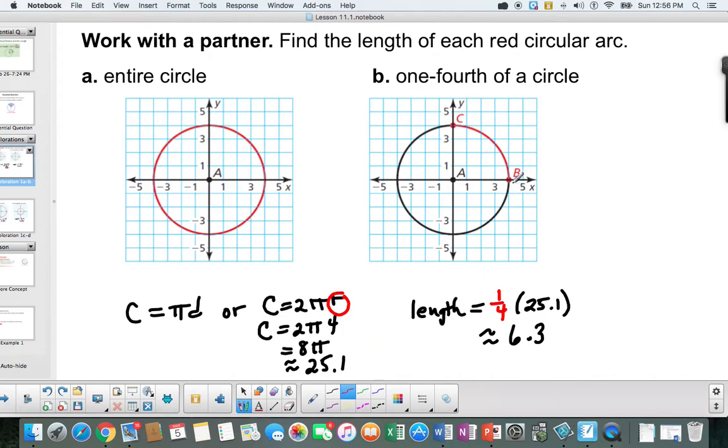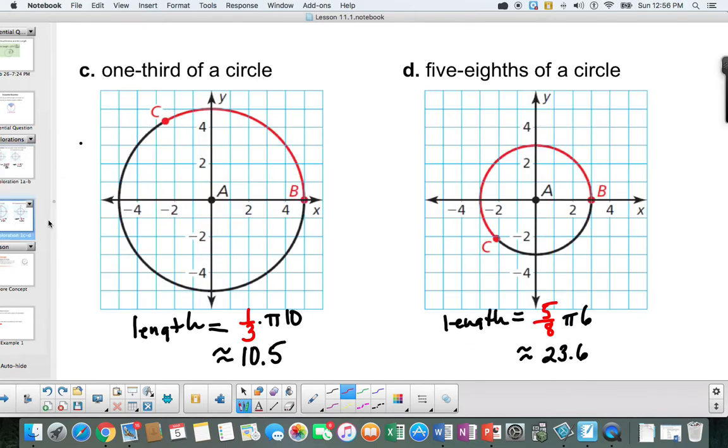Now this one isn't the entire circle, but only 1/4 of the circle. So I'm only taking 1/4 of this answer, and I'm going to get 6.3. The next one, again, is part of the whole circle, so I see I'm taking 1/3, and then I use the pi d formula. I can see right here that my radius is 5, so I'm going to use pi d and make the d 10. And this answer is about 10.5.